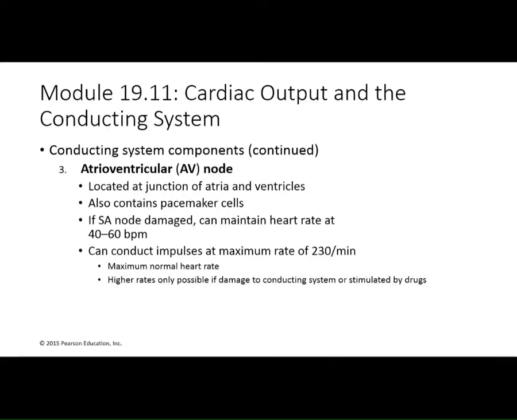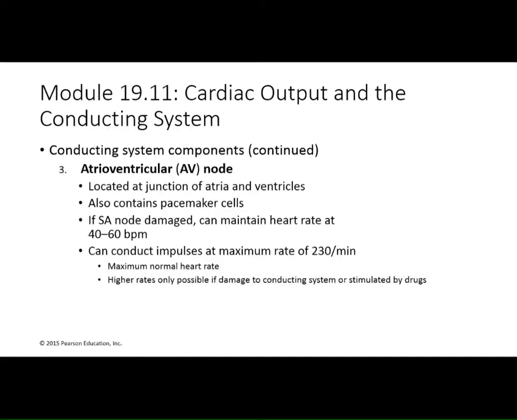The SA node will fire about 80 times a minute, right? Well, 75, right? What's our normal heart rate? 75. So the SA node is what's setting that, 75 beats per minute. 75 to 80, somewhere in that range, is how often the SA node will, on its own, fire. But if it stops firing, the AV node will still be a backup generator. It will still back up and fire 40 to 60 times per minute.